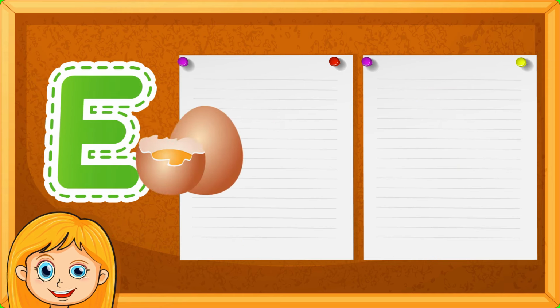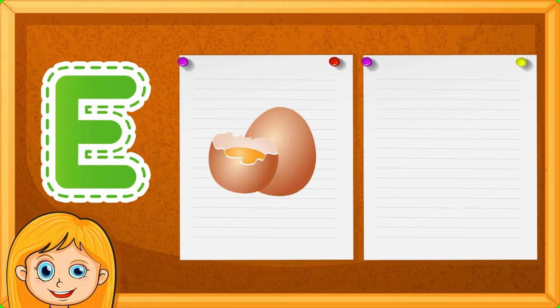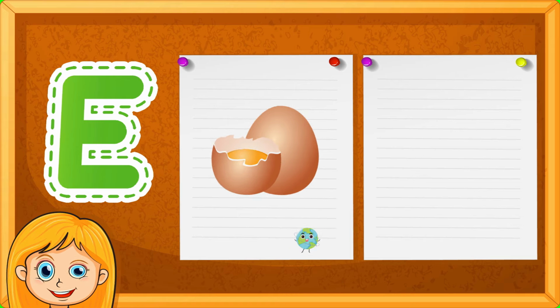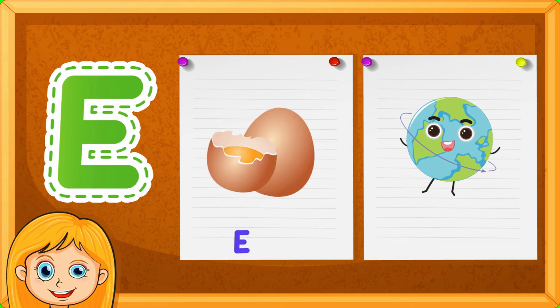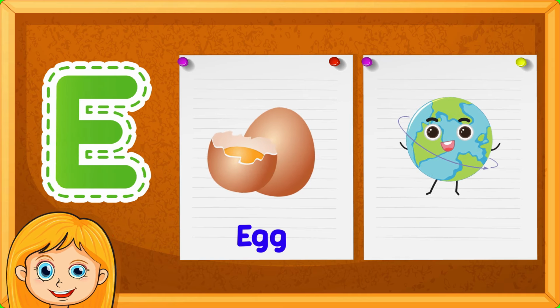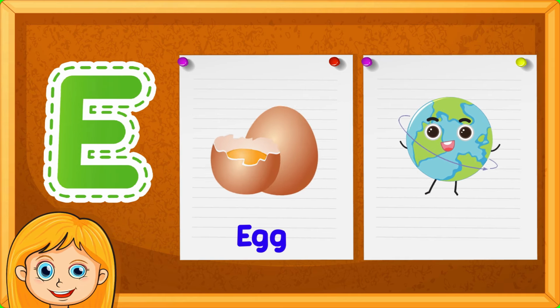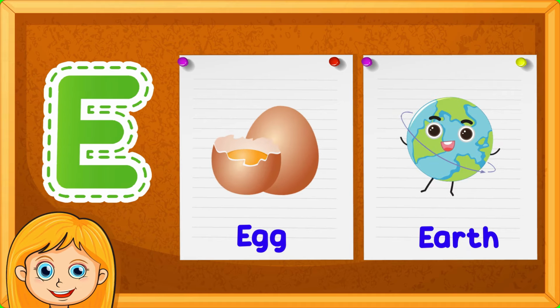E is for eggs. E is for earth. E is for eggs. E is for earth.